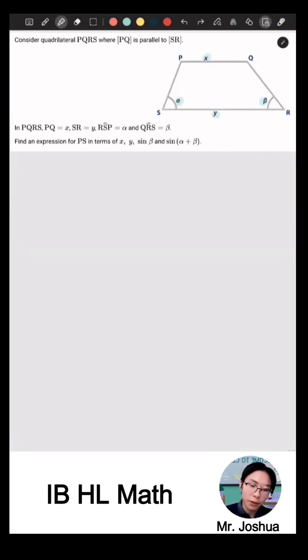Today we will be looking at this problem. Consider quadrilateral PQRS where PQ is parallel to SR. In PQRS, PQ equals X, SR equals Y, angle RSP equals alpha, and angle QRS equals beta. We want to find an expression for PS in terms of X, Y, sine beta, and sine alpha plus beta.